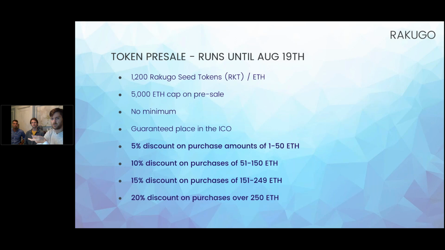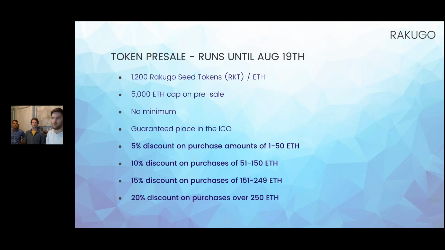Final thing, pre-sale is running right now. We launched it softly last week. We tend to do this. We tend to bring things out slowly, and you'll notice that about our style. We're a rolling thunder kind of company. And there's a 5,000 ETH cap on the pre-sale. There's no minimum. Guarantees your place in the ICO.